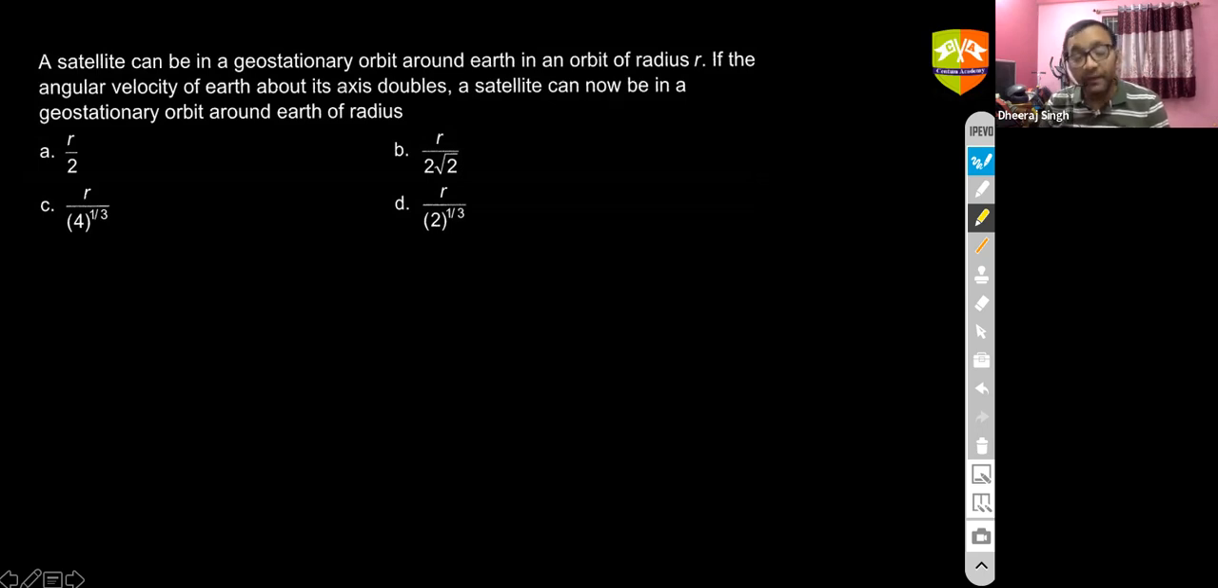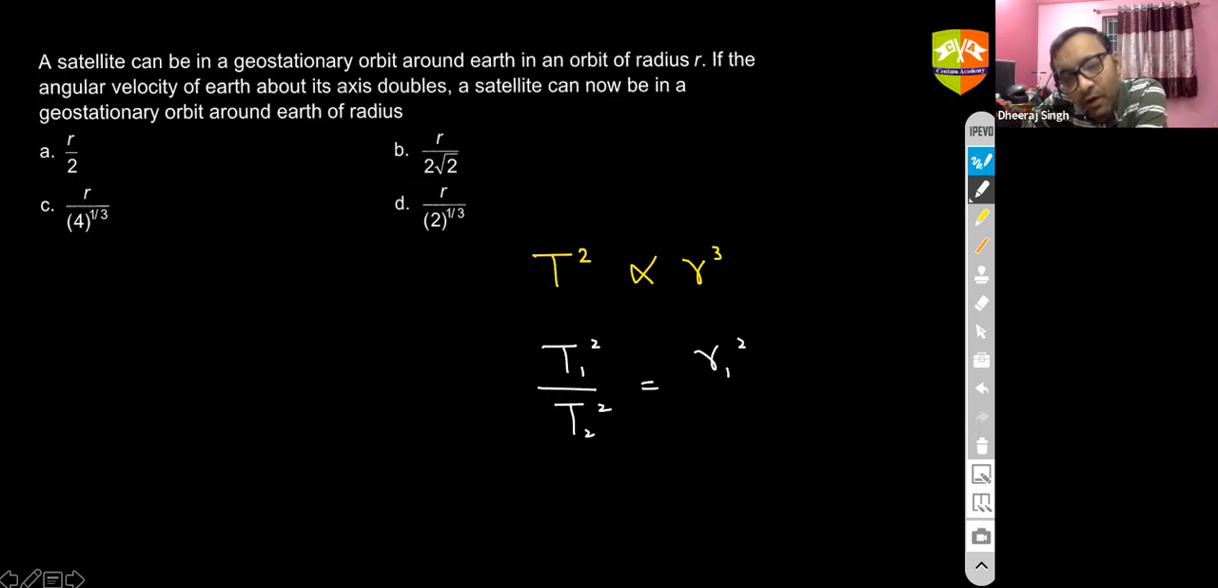Kepler's law. Kepler did it only for the planets, but the same thing is valid for a satellite also, because the way the planets move around the sun, the same way a satellite moves around the planet. So T square is proportional to R cube. So T1 square by T2 square is equal to R1 cube divided by R2 cube. The geostationary satellite revolves around an orbit of radius small r. So R1 is small r, angular velocity is doubled, so T2 becomes T1 by 2. All of you agree?